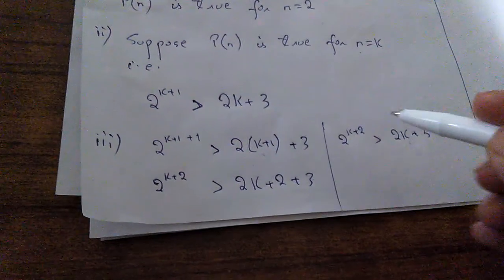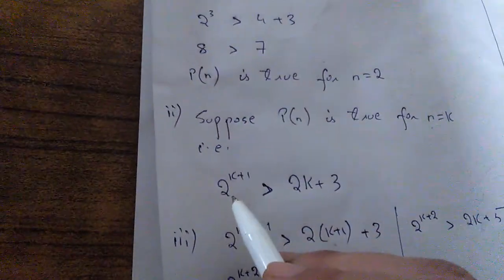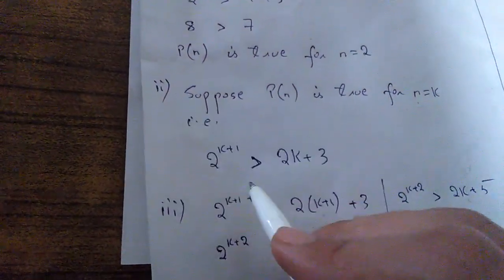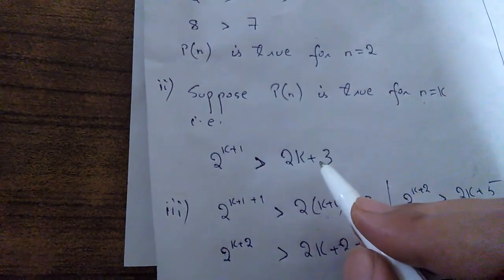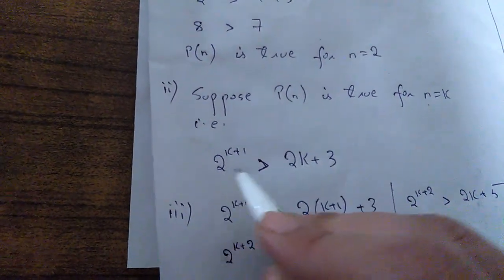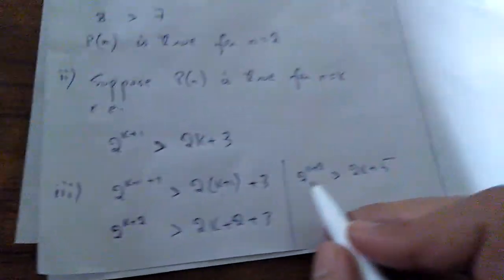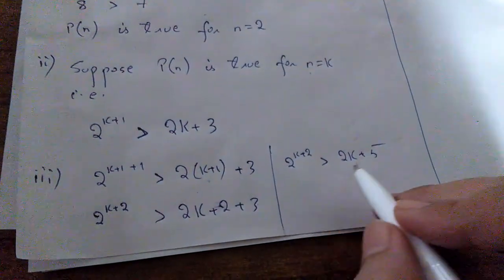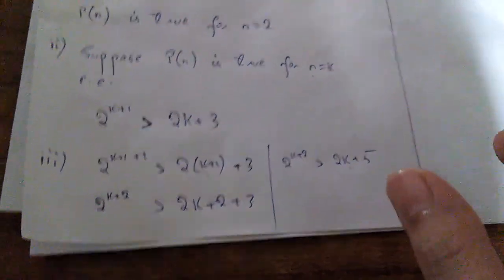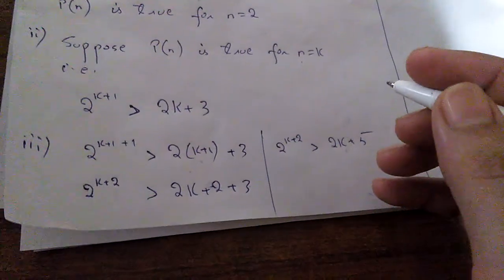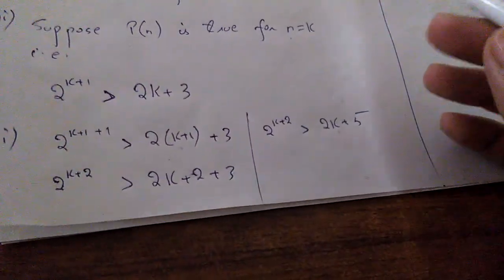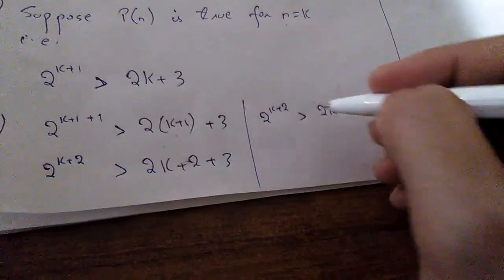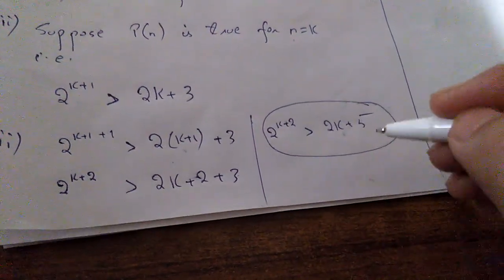You see, I have to work on this hypothetical inequality of mine in such a way that I should get this form. If I get this form, then I'm going to say that yes, P of n is true for n equals k plus 1 if it is true for n equals k. So this is the rough format that I have just obtained.